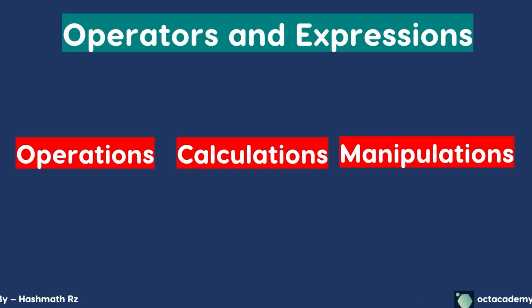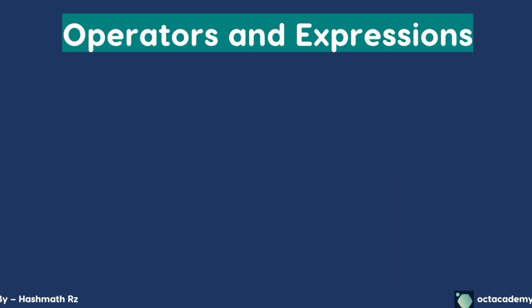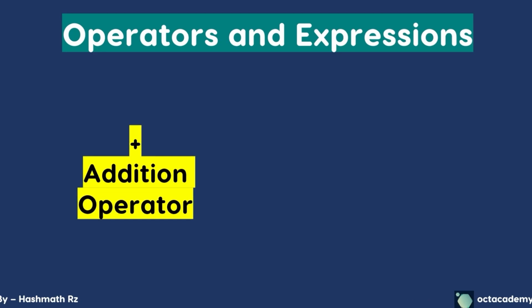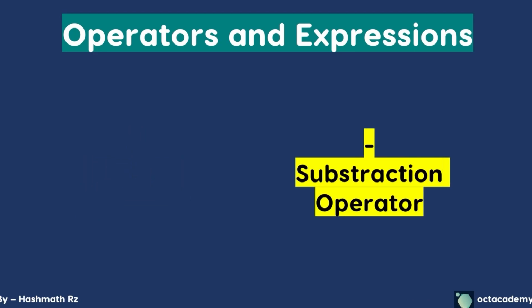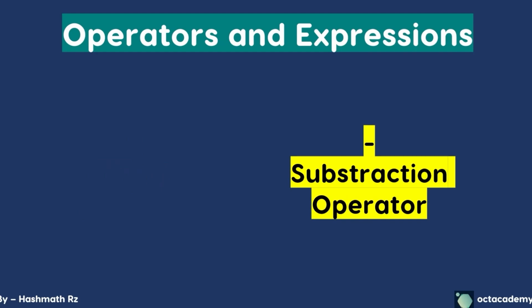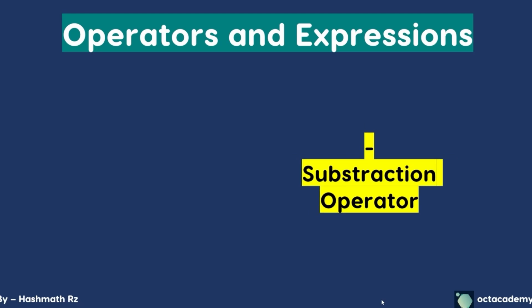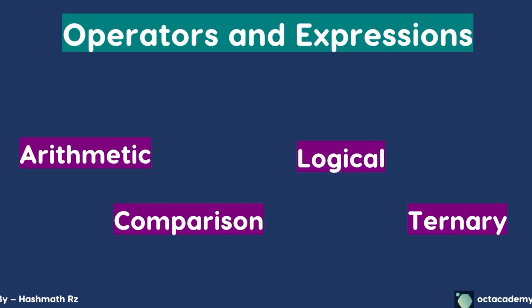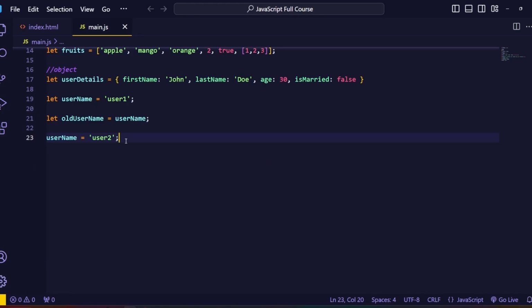For example, if we want to perform a calculation to get a total amount of today's sale, for this we can use the addition operator in JavaScript. For subtraction, we can use the subtract operator. Likewise, we have a few operators in JavaScript. Alright, so guys, we have a few different operator categories: arithmetic operators, comparison operators, logical operators, and ternary operator. So first let's dive into the arithmetic operators.